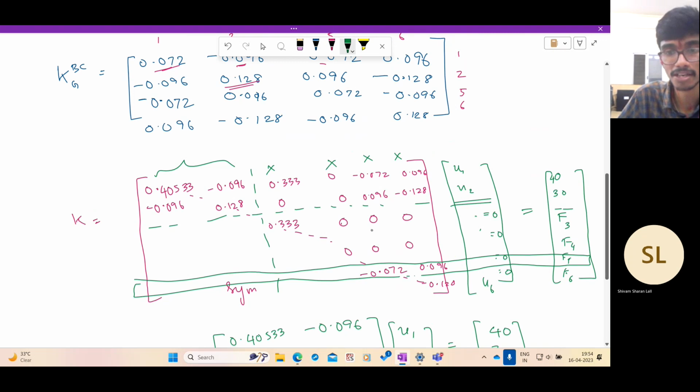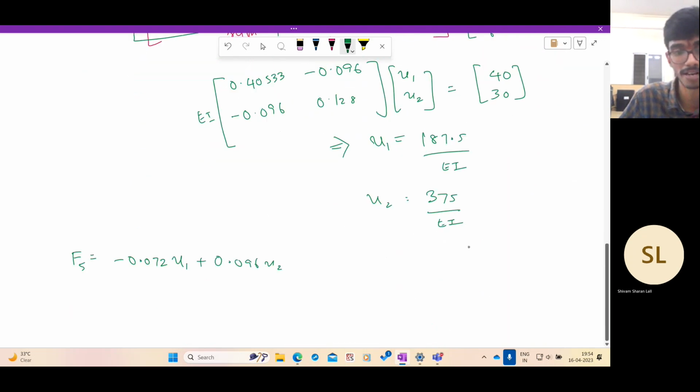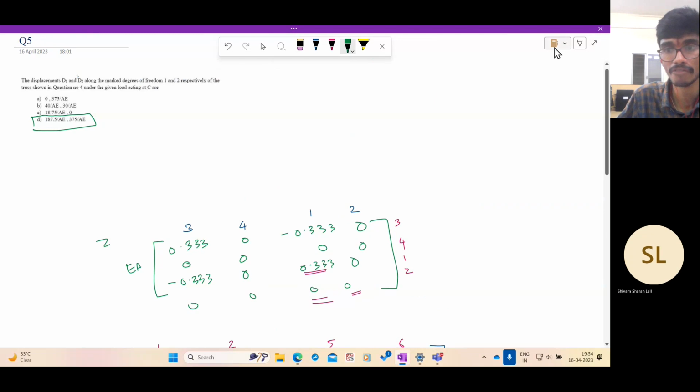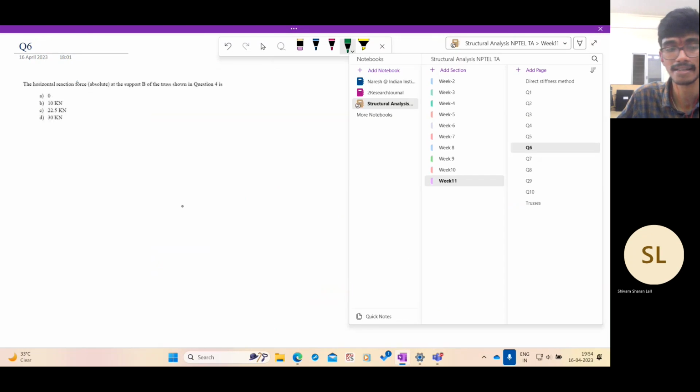Plus there are so many things: 0 multiplied by U3, 0 multiplied by U4, minus 0.072 multiplied by U5, and 0.096 multiplied by U6. But U3, U4, U5, U6 are all 0, so you need not add them. And what is this value equal to? Just plug in these, you get this to be equal to 22.5 kilonewtons. So the horizontal reaction force at the joint B is 22.5 kilonewtons. That corresponds to option C.